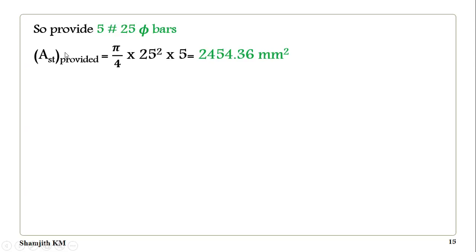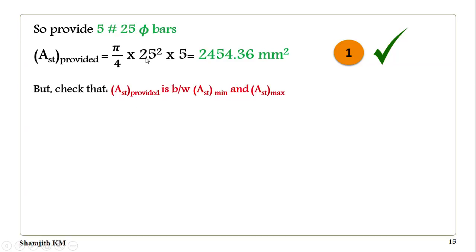So the total area of tension steel provided can be calculated as pi by 4 into 25 square into 5 numbers. We will be getting 2454.36 mm square. Now the first condition is okay, that is, AST provided is greater than AST required. AST required is 2093 something, and we will be providing 2454, which is greater than AST required. So the first condition is okay here.